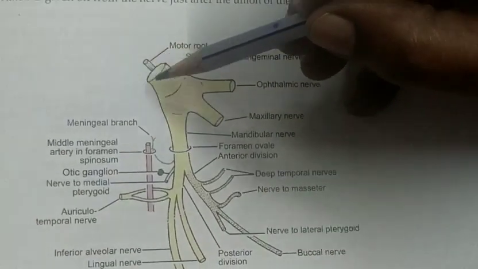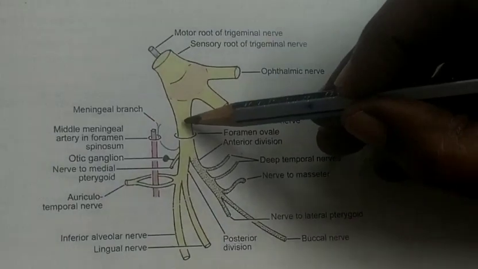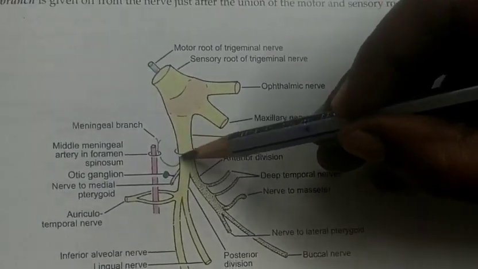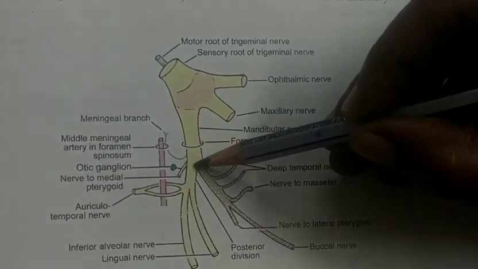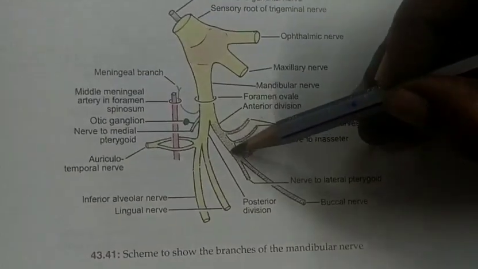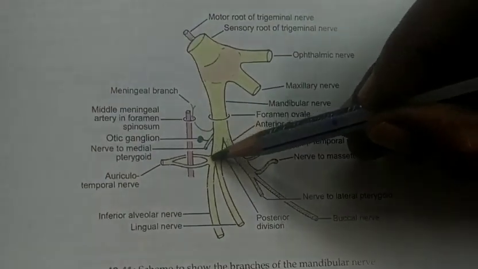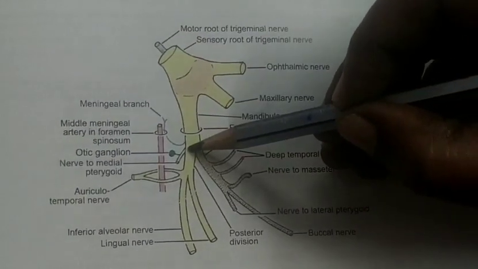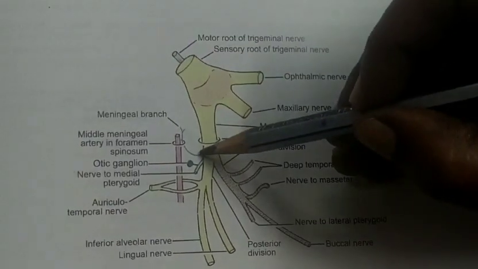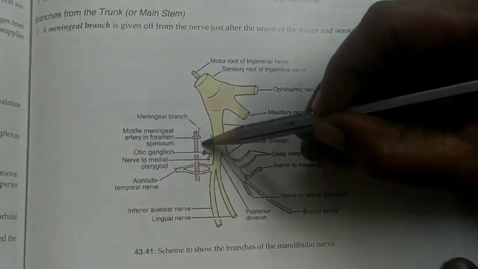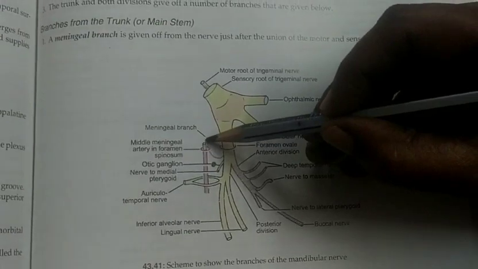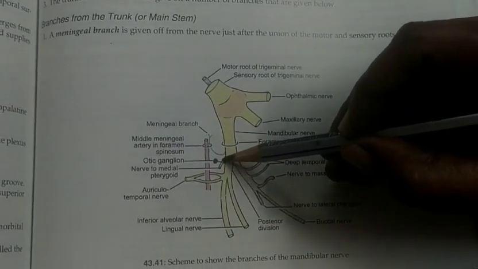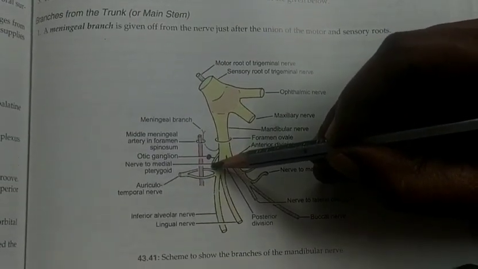Okay, the mandibular nerve comes out of the skull through the foramen ovale. After coming out, it gives one anterior division and a posterior division. From the main trunk, you get two branches. One is nervus spinosus that passes through foramen spinosum, and the other branch is the nerve to medial pterygoid muscle.